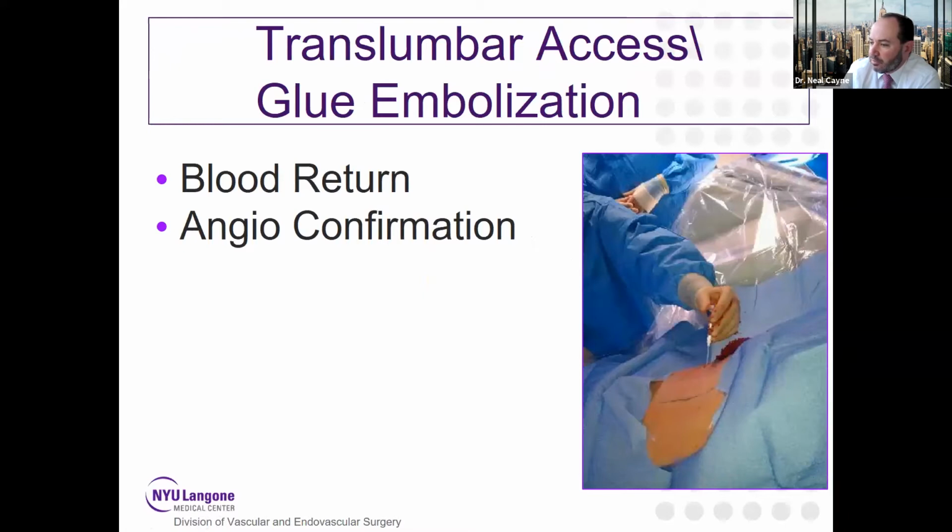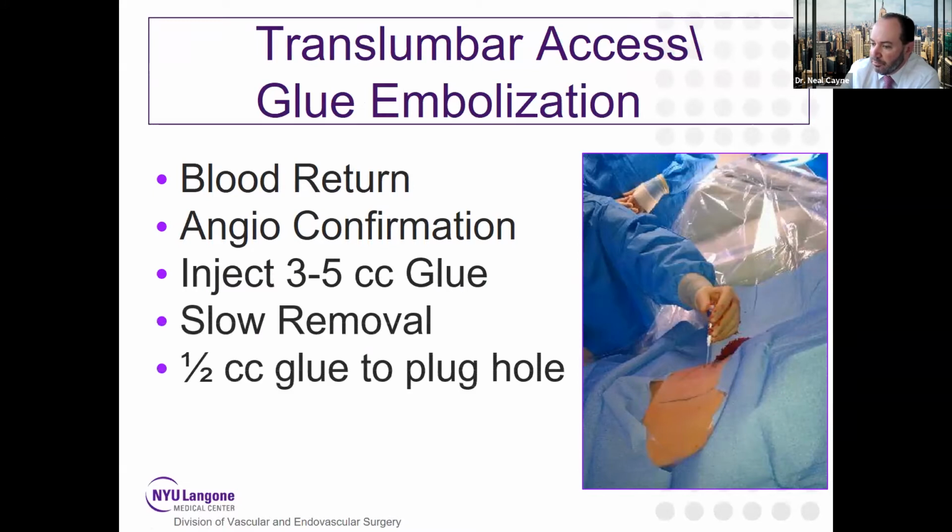You do your angiographic confirmation. Once you know you're in, you go and prep the glue, and I will show you that also. I use about 3 to 5 cc's of cyanoacrylate glue, and I'll show you the mixture. And then slow removal of the catheter, injecting about 1/2 cc of glue in order to plug up the arteriotomy hole.